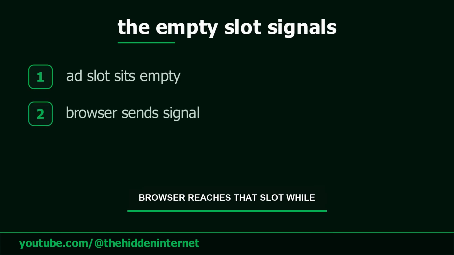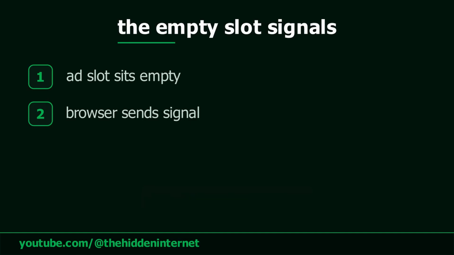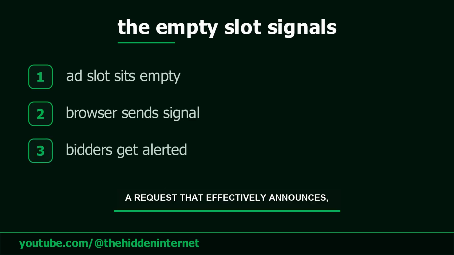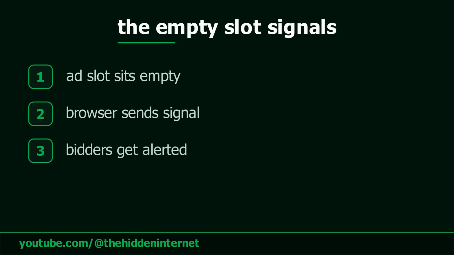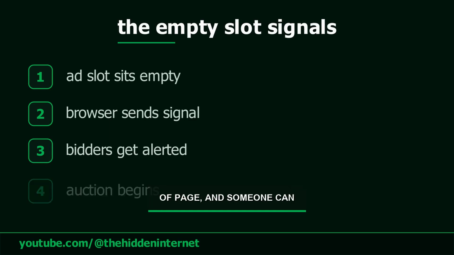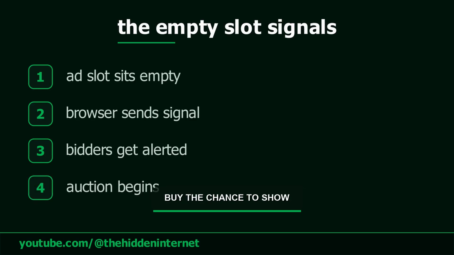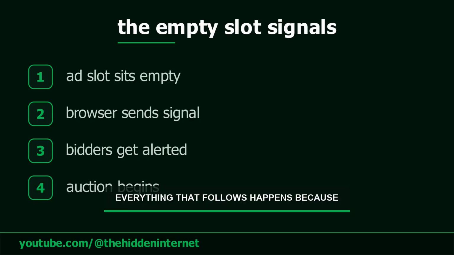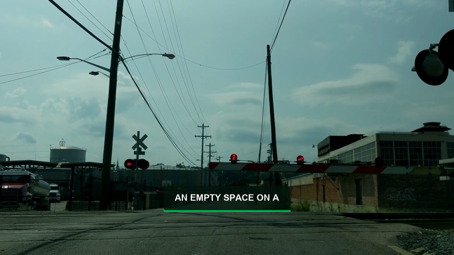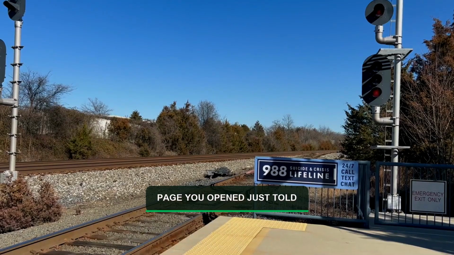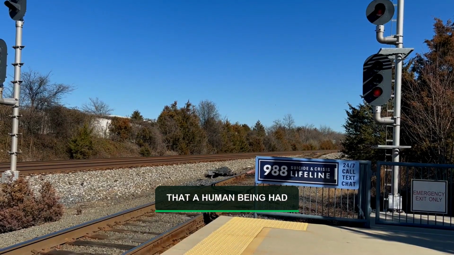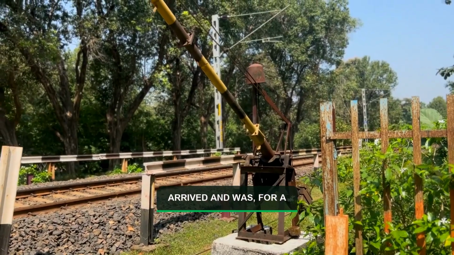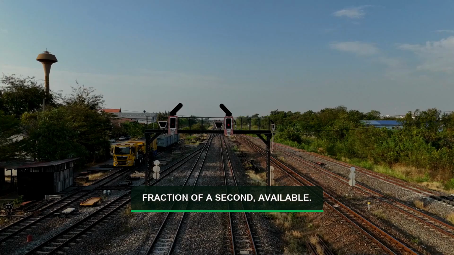When your browser reaches that slot while assembling the page, it does not quietly wait. It fires off a signal, a request that effectively announces, I have a real person here on a screen of this size on this kind of page, and someone can buy the chance to show them something. That announcement is the starting gun. Everything that follows happens because an empty space on a page you opened just told the wider advertising world that a human being had arrived and was, for a fraction of a second, available.